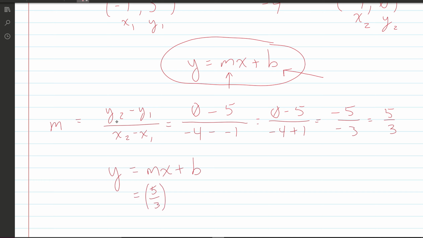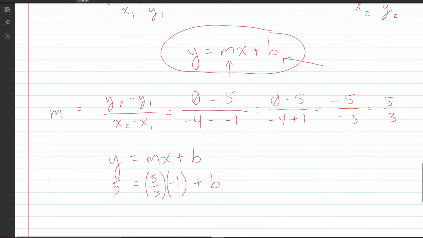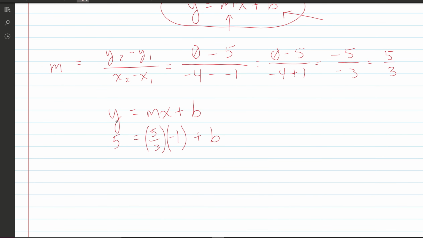Y, for us, y can be found from that first point they gave us. Y is 5. So 5 is equal to 5/3 times x. X is part of that first point that they gave us. The x value is negative 1. And then we say plus b, because we don't know the y-intercept. They gave us the x-intercept, but they never gave us the y-intercept, so we need to solve for the y-intercept. So we get 5 equals 5/3 times negative 1, which makes it a negative 5/3, plus b.